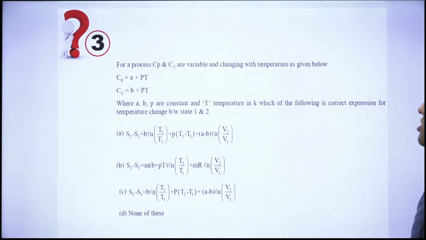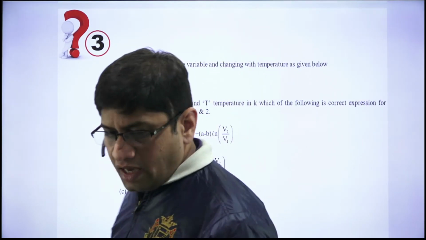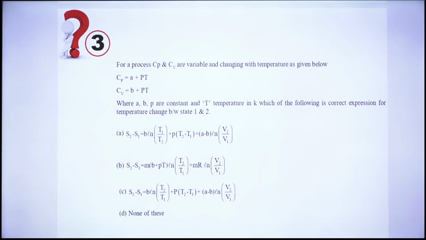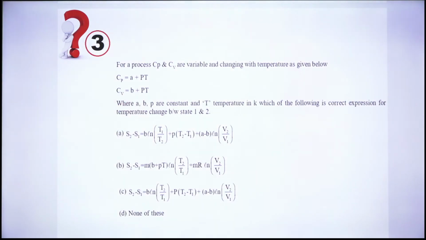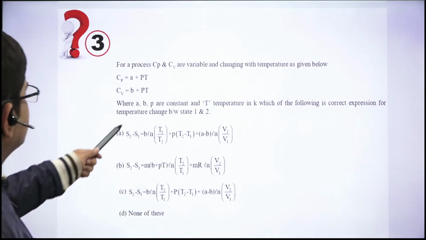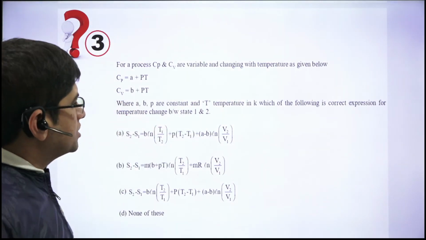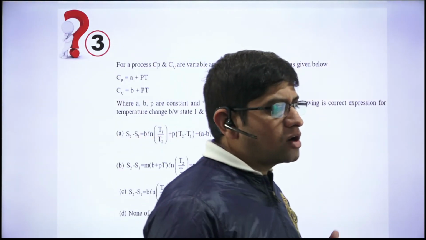Okay, let us see. This question is a good question now. He has given you the values of specific heat at constant pressure and constant volume. Cp and Cv are given as variable terms of temperature. So Cp is A plus PT and Cv is B plus PT. A, B, P are constants. So don't think this P is a pressure. This P is a constant only. T is the temperature. So Cp and Cv are functions of temperature.